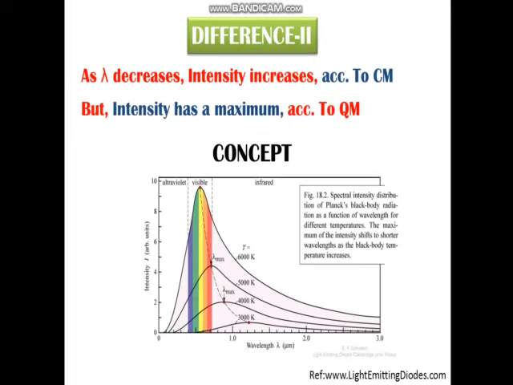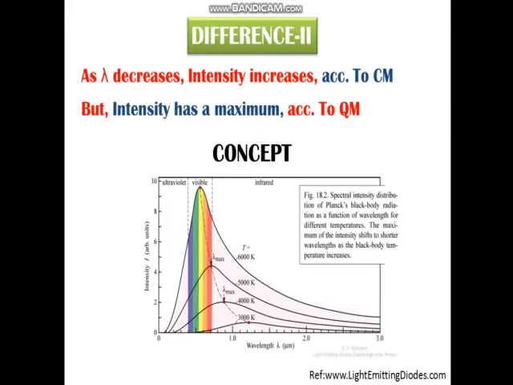The second difference is that as wavelength decreases, intensity increases according to classical mechanics. But according to quantum mechanics, intensity has a maximum. We can take the concept of black body radiation. We all know that a black body is an object which can absorb all the radiation falling on it, and it can re-emit all the radiation which has fallen on it.